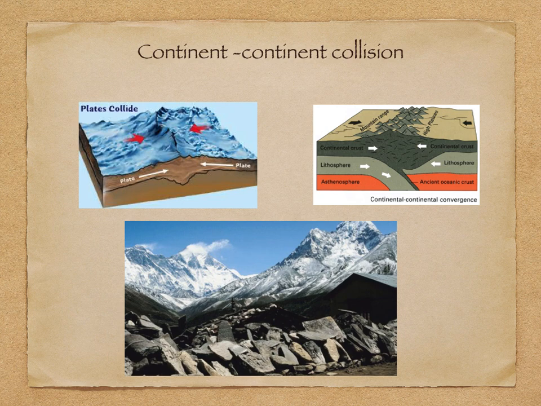Take a look at what happens when you get a continent to continent collision. You may notice this is the building of mountains. If you look at the illustration on the top left hand, you can see the two plates colliding together, which is pushing up the land to form a mountain.